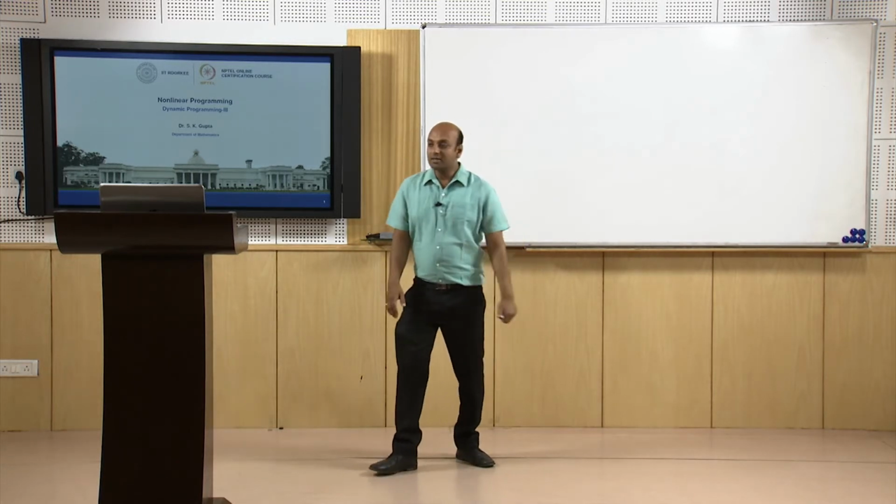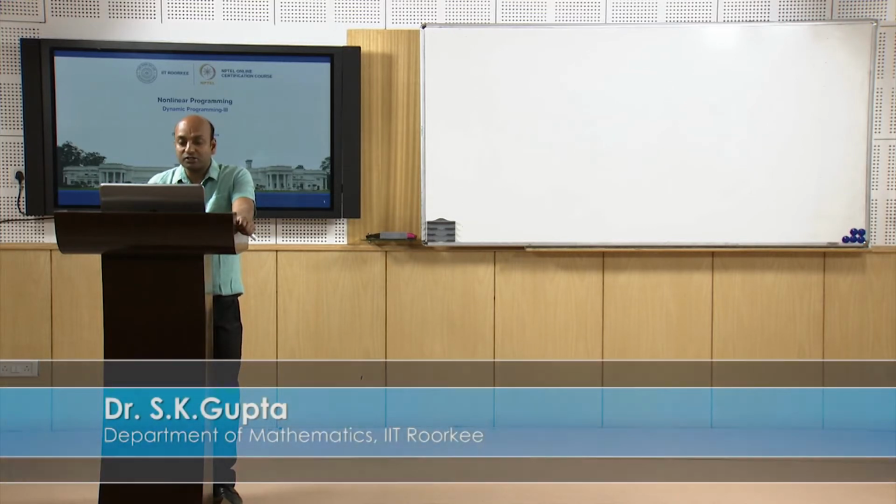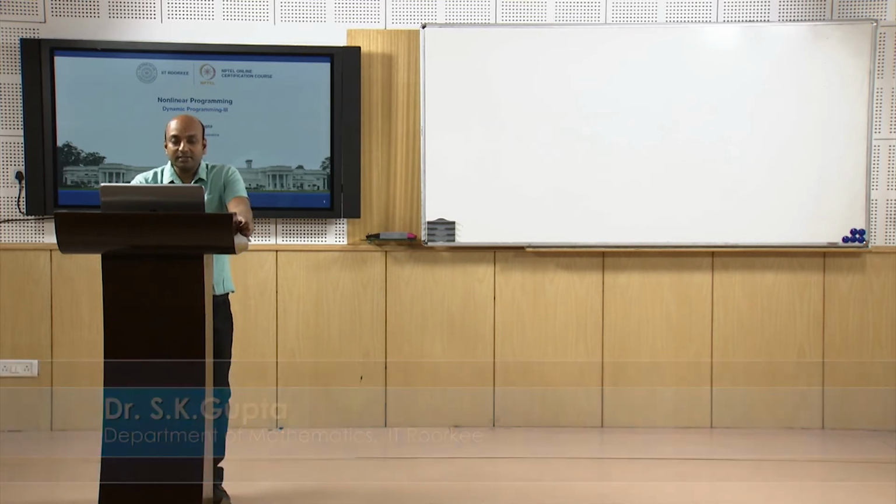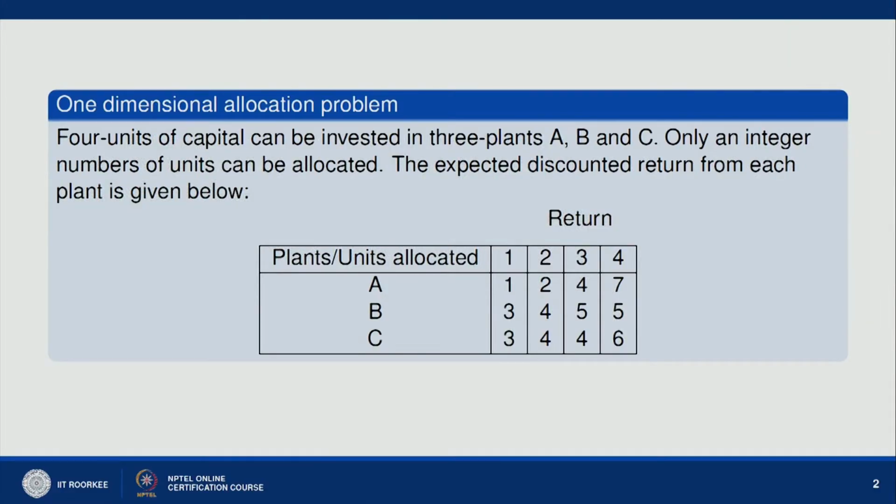Now, we will see some more illustrations of how we can use dynamic programming to solve more optimization problems in discrete cases. So, it is a one dimensional allocation problem. Suppose 4 units of capital can be invested in 3 plants. The plants are A, B and C, and 4 units of capital are available. Only an integer number of units can be allocated.